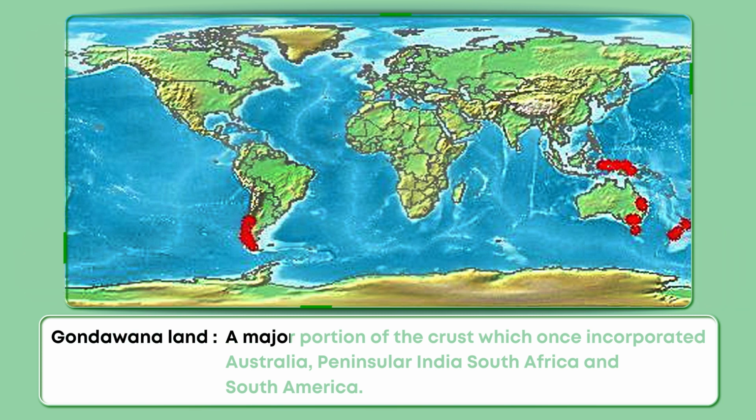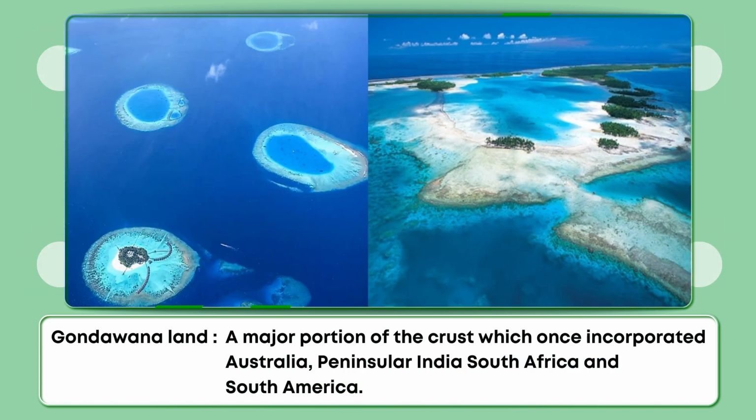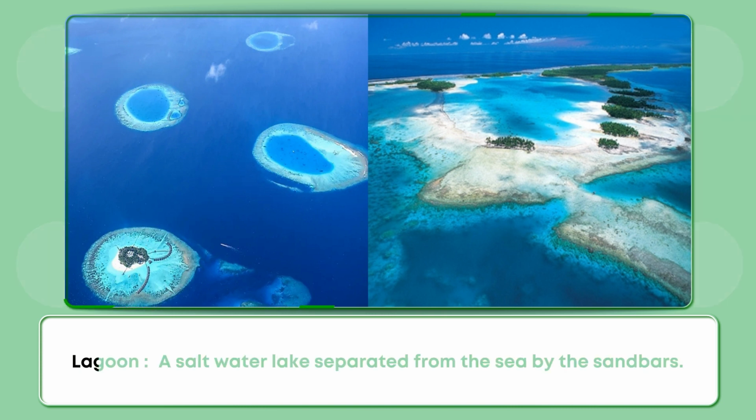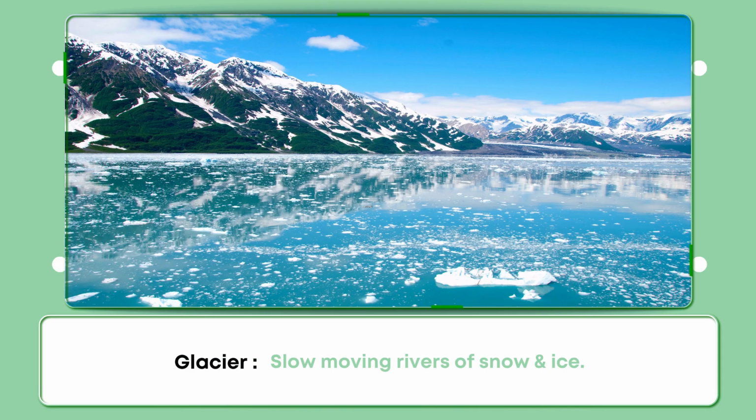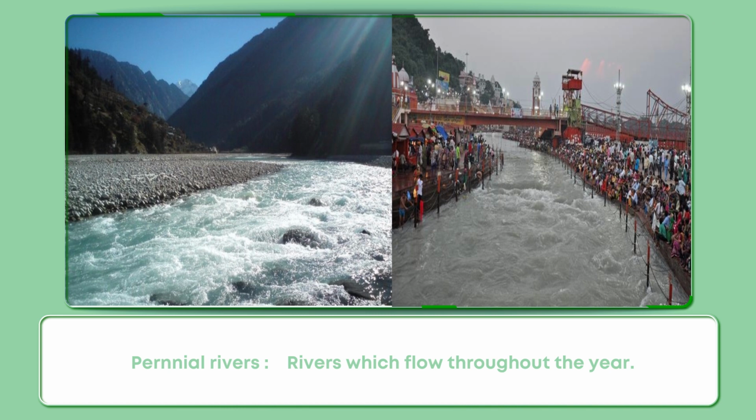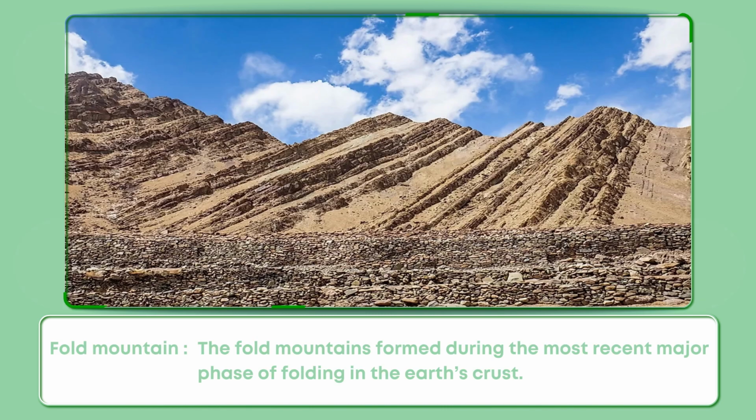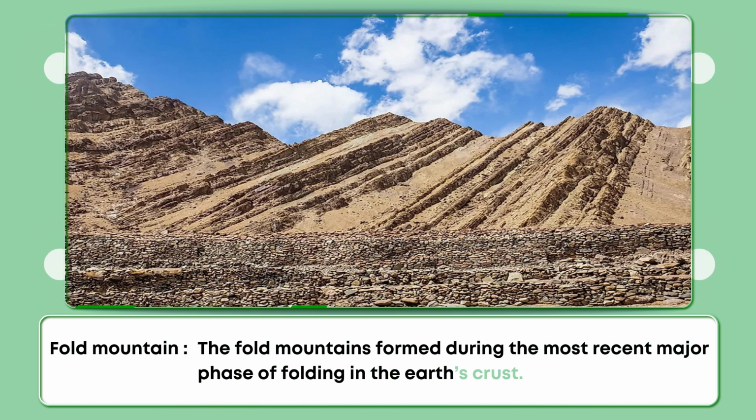Gondwanaland, a major portion of the crust which once incorporated Australia, Peninsular India, South Africa and South America. Lagoon, a saltwater lake separated from the sea by sandbars. Glacier, slow-moving rivers of snow and ice. Perennial rivers, rivers which flow throughout the year. Fold mountain. The fold mountains formed during the most recent major phase of folding in the Earth's crust.